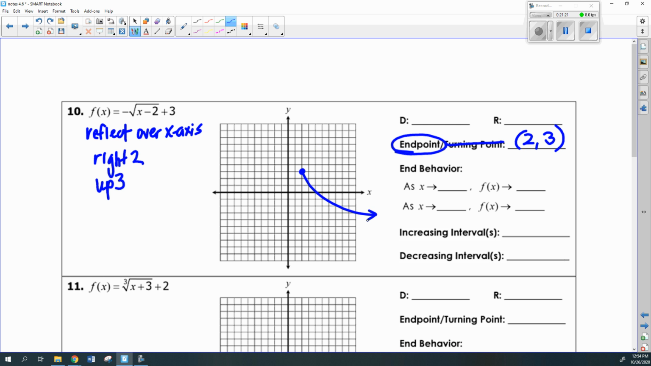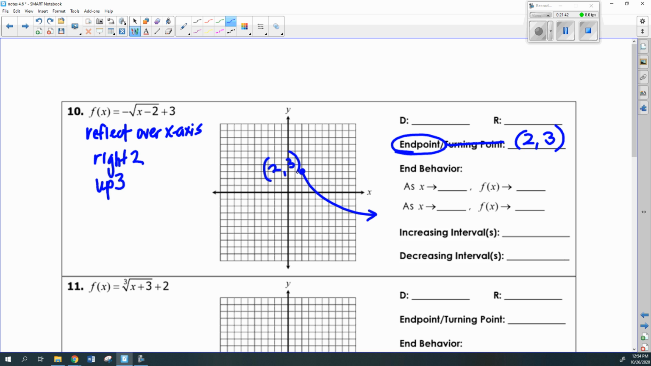All the square roots that we're going to graph on homework and stuff are always going to go to the right. It's just a matter of going up and to the right or down and to the right. So there's my graph. My endpoint's 2, 3.